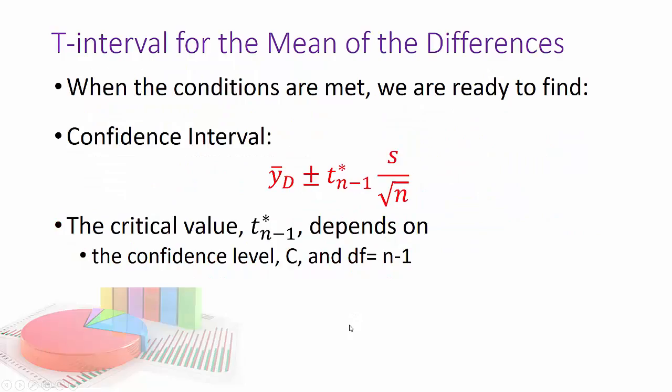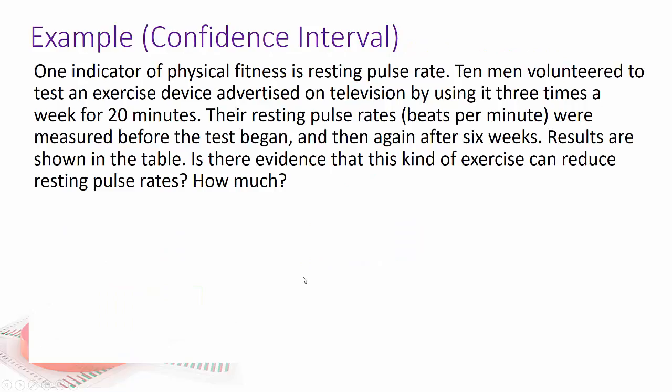Now, they asked how much did it change? Well, to do that, it's probably appropriate to calculate a confidence interval. And it's pretty much the same. It's going to be the average of the differences plus or minus whatever your critical value is times your standard error. And your critical value is going to depend on your degrees of freedom and your confidence level.